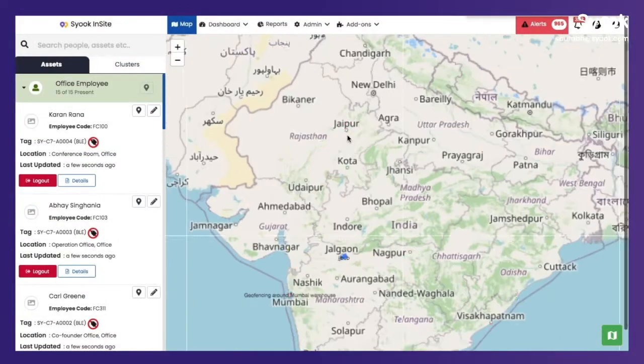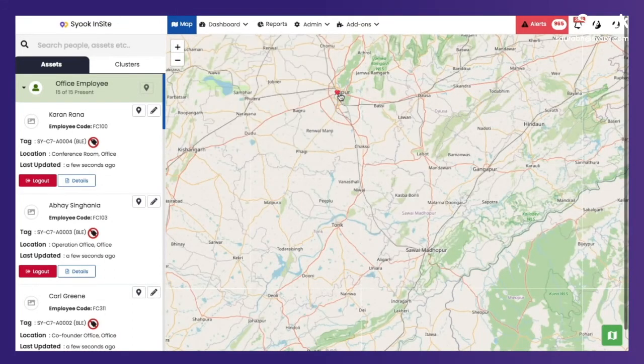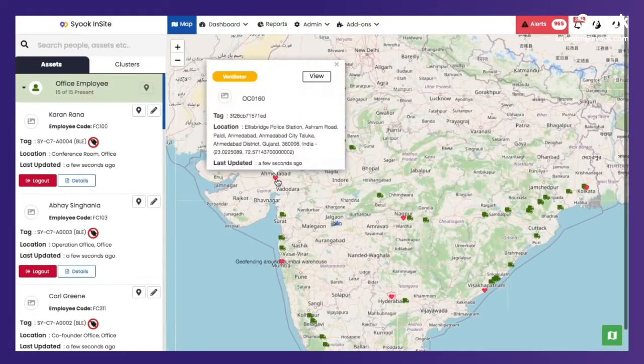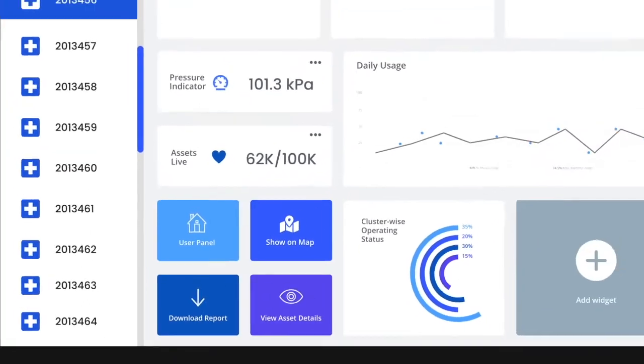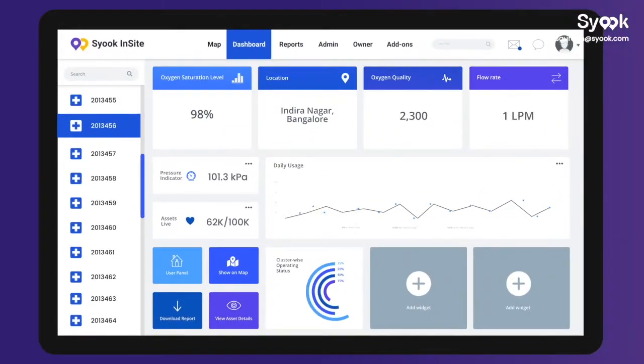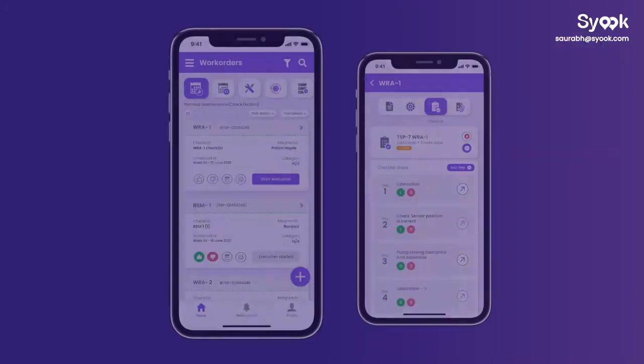Using Syook Insight, our location platform, you can monitor the location and attain historical data of your equipment anywhere in the world. With automated reports, compliances, and central dashboard, all your medical equipment and supplies can be mapped and monitored on a single platform. The Syook Insight platform also comes with a maintenance management module which not only keeps you posted about your upcoming activities but also analyzes equipment upkeep.